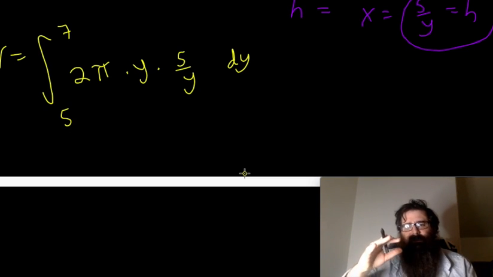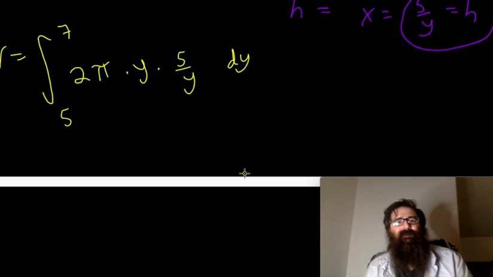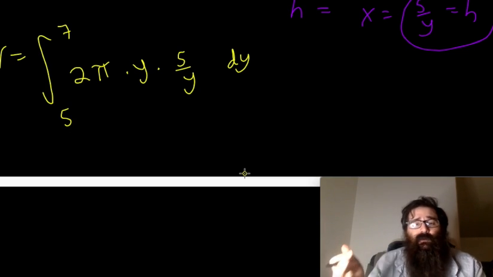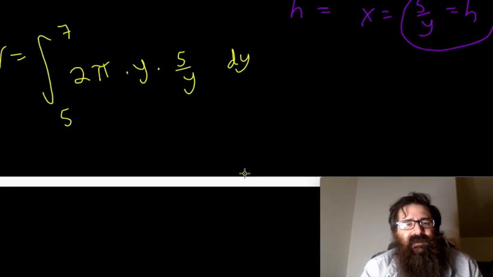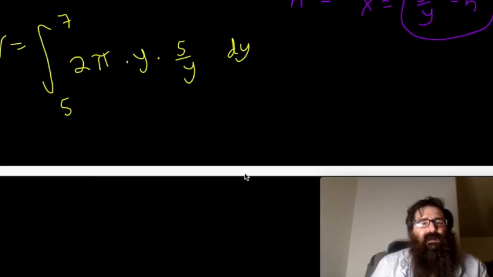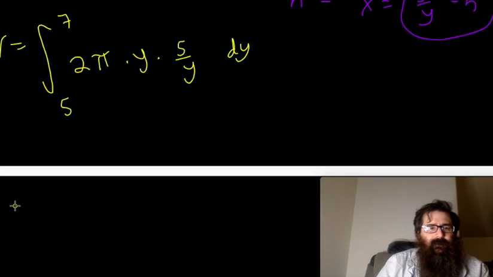Once we get to the setup, and setup is everything for these sections. For the washer disk method, for the cylindrical shell method, the setup is really what we're talking about. Once we have it set up, it's now just an integral, which we've done before. So focus a lot on the setup. Draw these pictures out. Really think about what you're saying. Think about what you're doing. That's going to be the key to our success here.